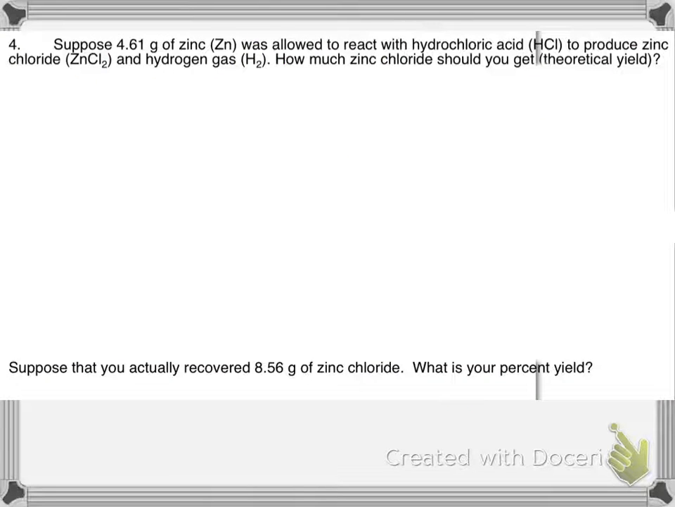Number 4 says, suppose 4.61 grams of zinc was allowed to react with hydrochloric acid to produce zinc chloride and hydrogen gas. How much zinc chloride should you get? So again, we're trying to find the theoretical yield. Again, our first step is to balance the equation. Notice this time you're not even given the equation, but we are told that zinc was allowed to react with hydrochloric acid. So zinc is reacting with hydrochloric acid to produce zinc chloride and hydrogen gas.